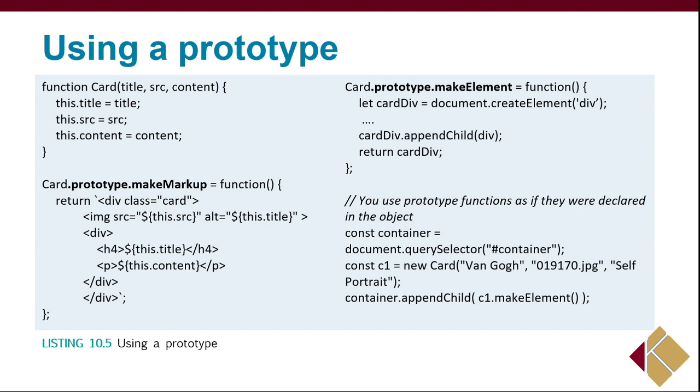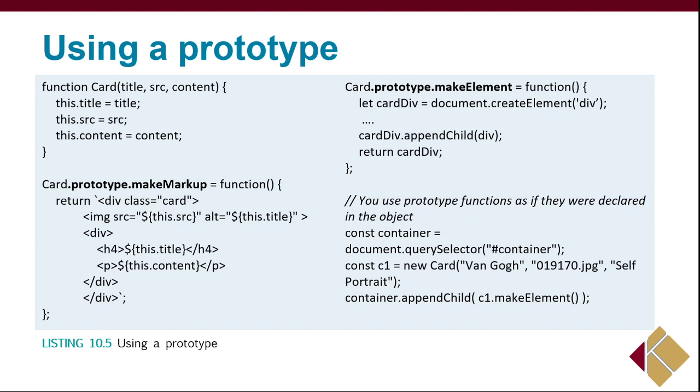So, what we've done here is we've set up a function called card that takes 3 items, title, source, and content. And then we're creating with that card function object a prototype object. So let's look at the markup first.